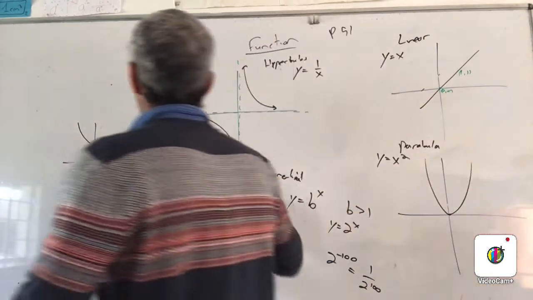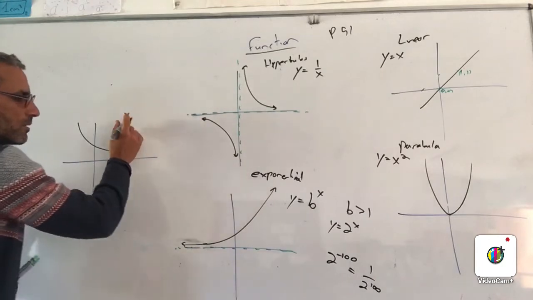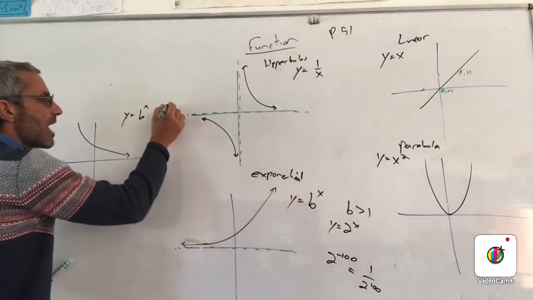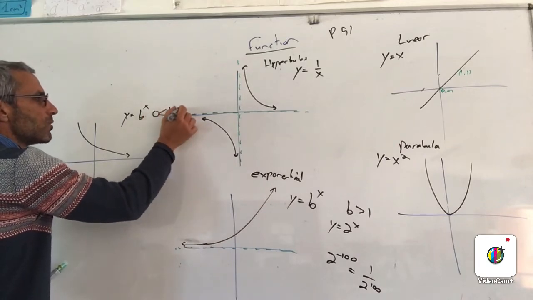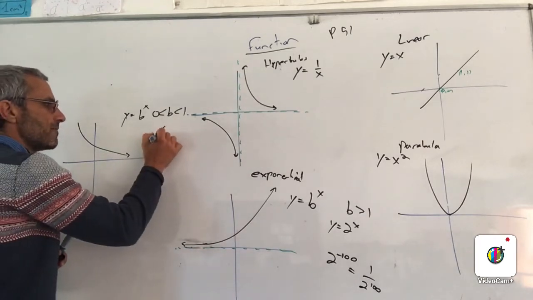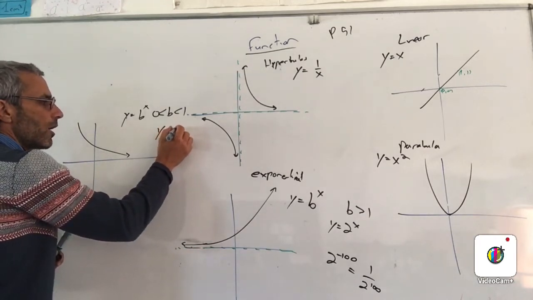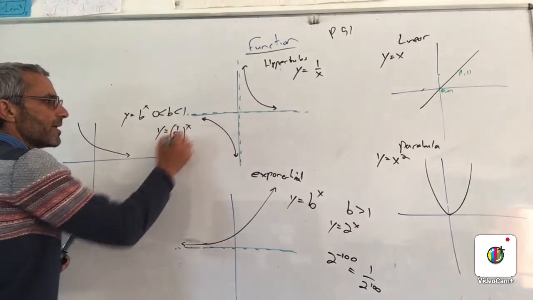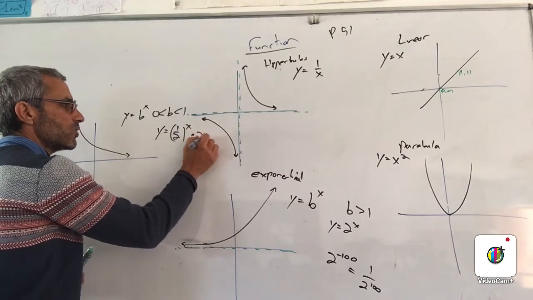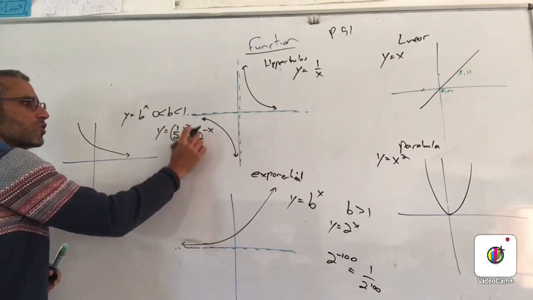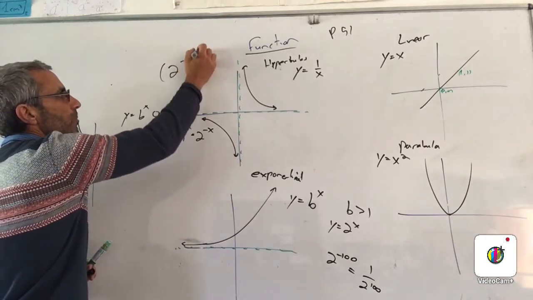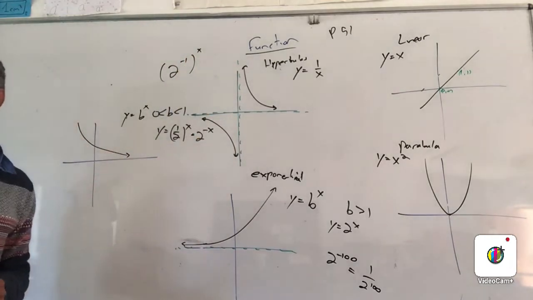On the other hand, if you take y equals b to the power x, but now b is between 0 and 1. It's like a fraction. The example I usually give is y equals half to the power x. Which is the same, if you think about it, as 2 to the power minus x, because half is 2 to the power minus 1. 2 to the power minus 1 to the power of x is 2 to the power minus x.